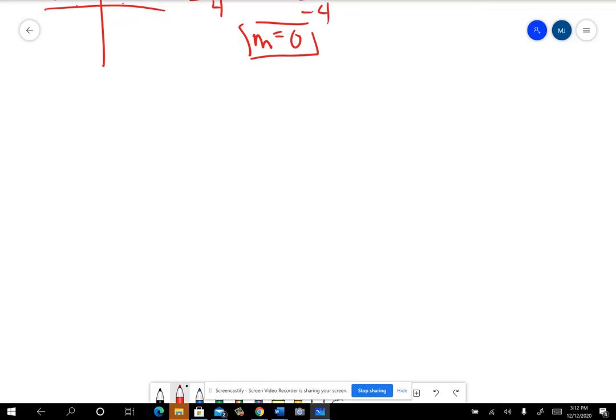All right, let's continue with the chapter 3 material. Let's get into where you're writing the equations of lines. So that's 34. Write the equation of the line.